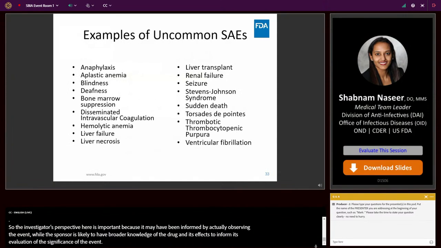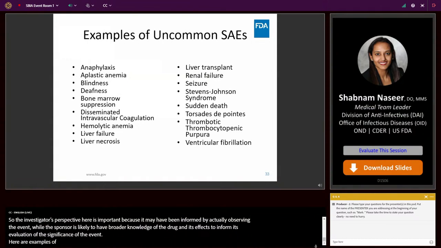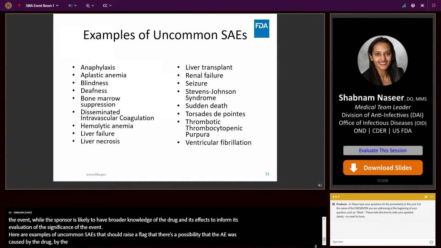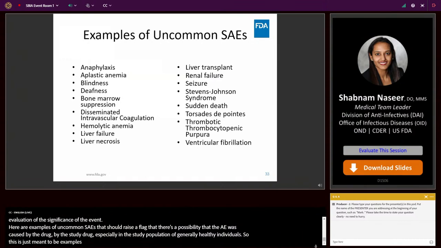Here are some examples of uncommon SAEs that should raise a flag that there is a possibility that the AE was caused by the drug, by the study drug, especially in a study population of generally healthy individuals. So this is just meant to be examples. It's not a comprehensive list, but perhaps a good place to start.